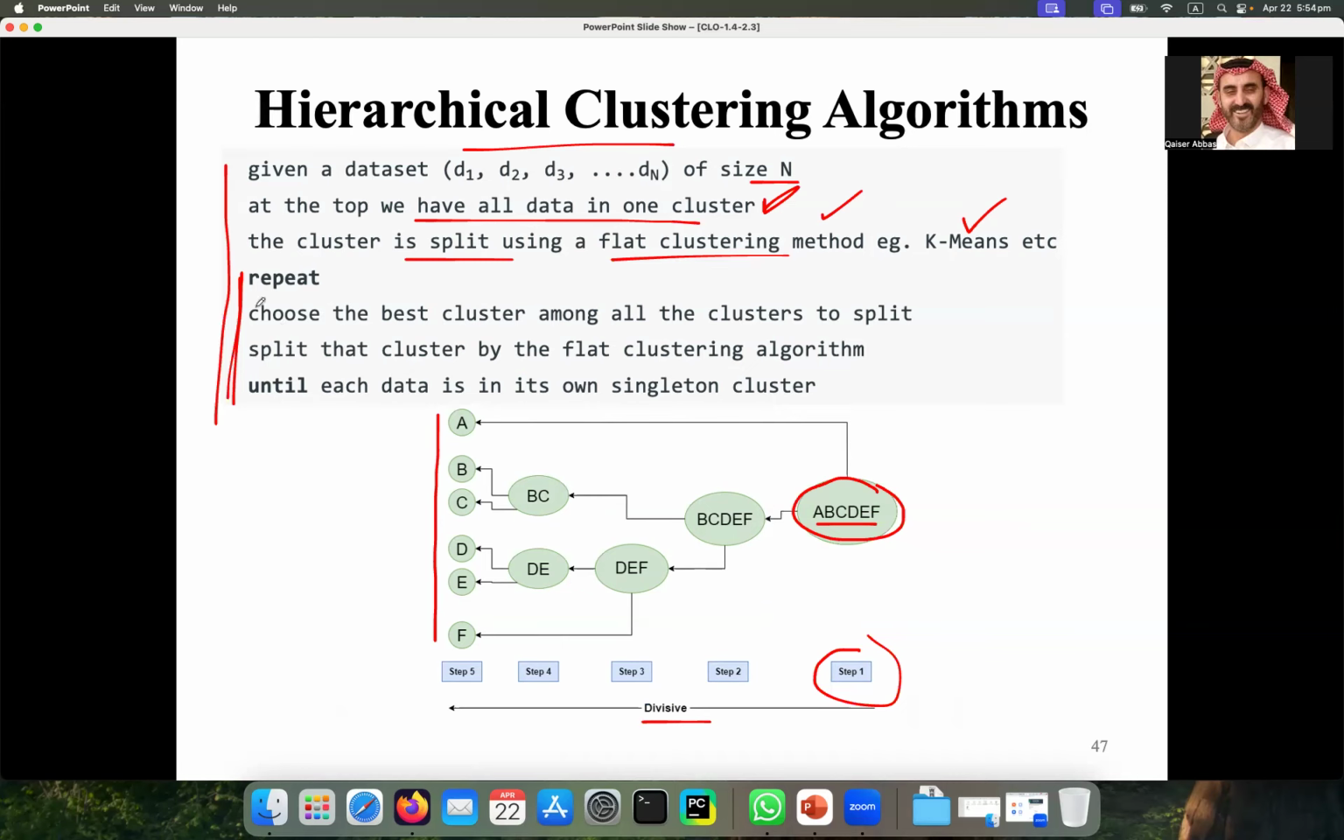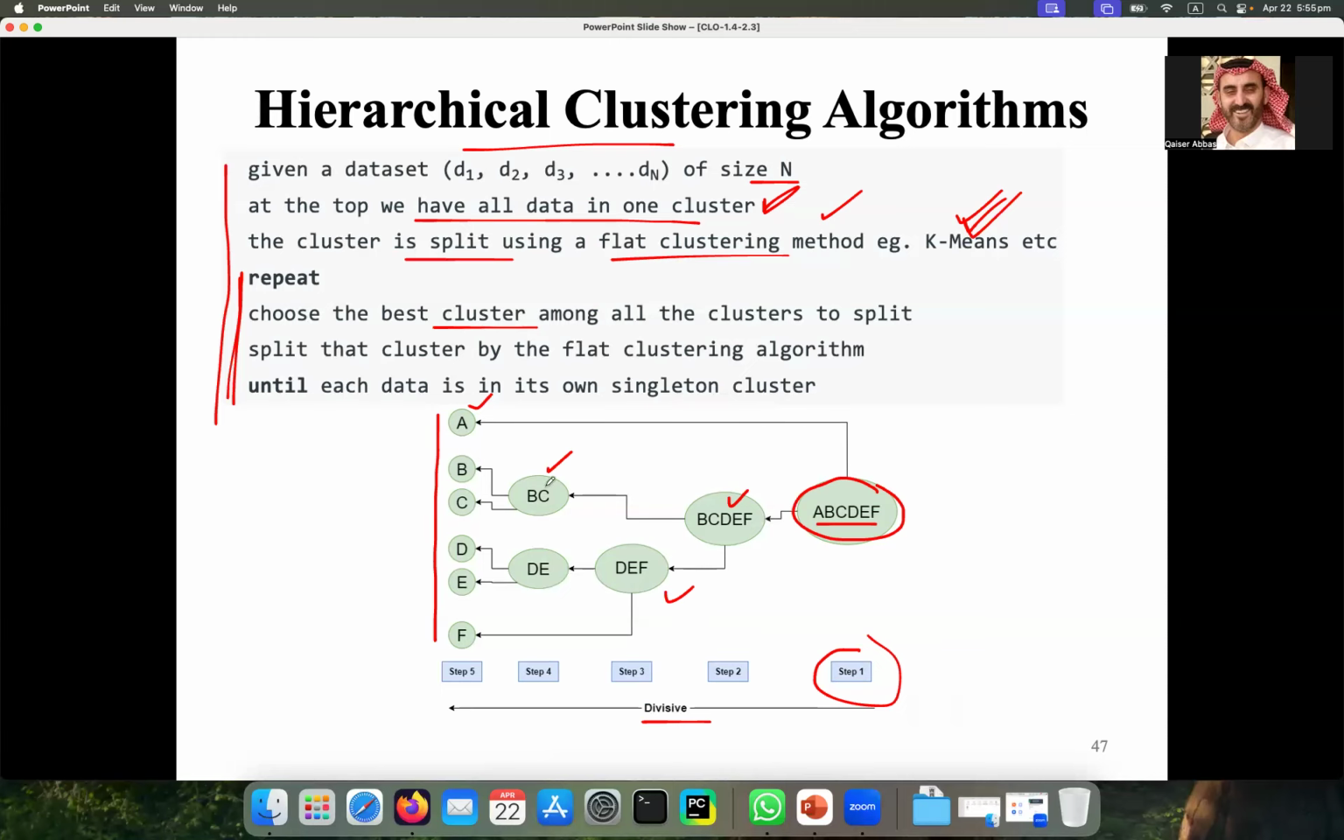Now in this repeat until loop, you have to choose the best cluster from all these clusters for splitting. You can use k-means for splitting. Here we are splitting using k-means into B, C, D, E and A. A is a singleton, but BCDE is not, so now you will focus on it and again search for the best cluster to split using k-means. From this, you get BC and DEF.